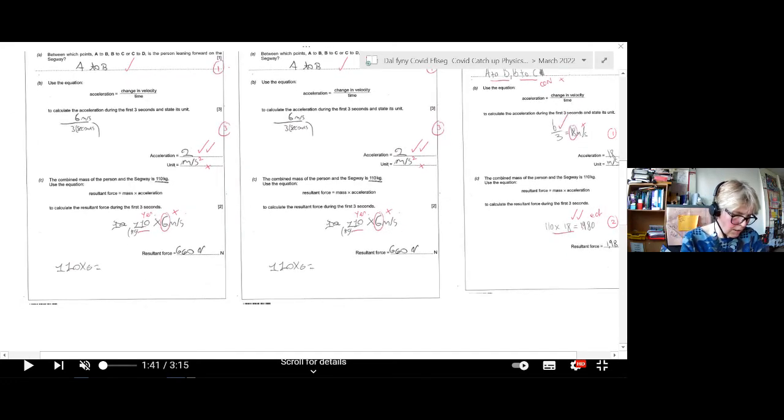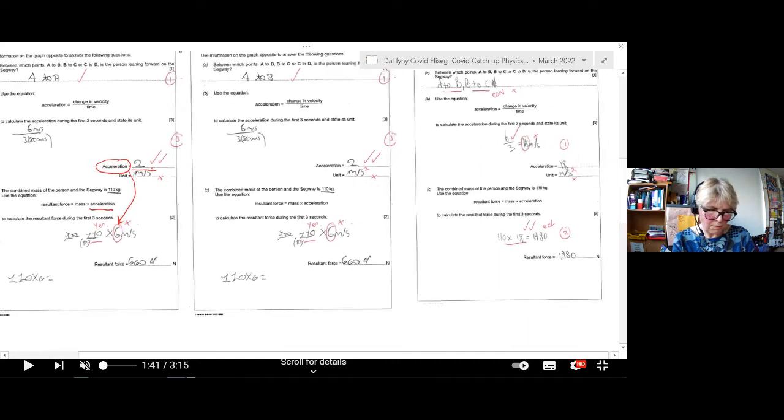Now, here we have: calculate the resultant force during the first 3 seconds. So they didn't take the acceleration that they worked out from here forward into the question. So always use what you have been doing before to help you with the next part of the question. And this candidate has done the same thing.